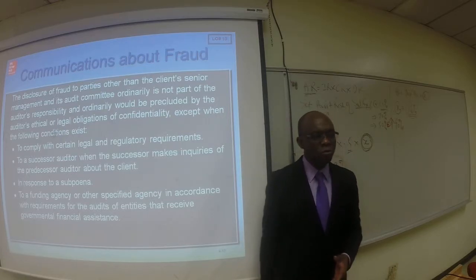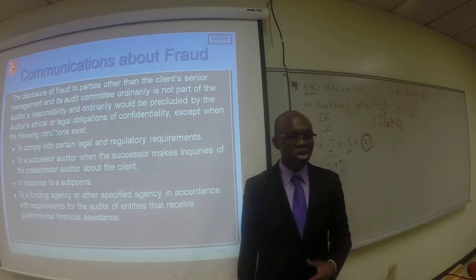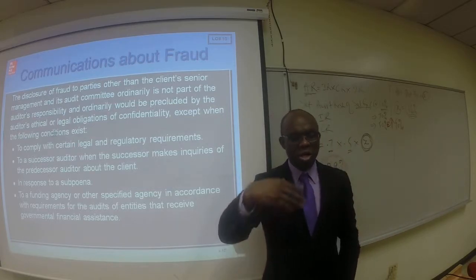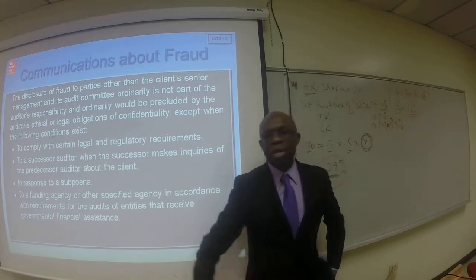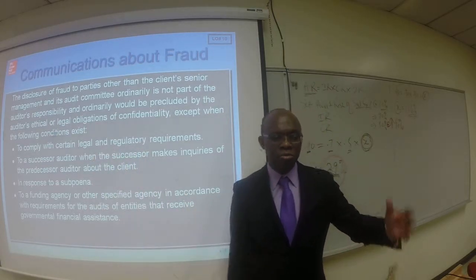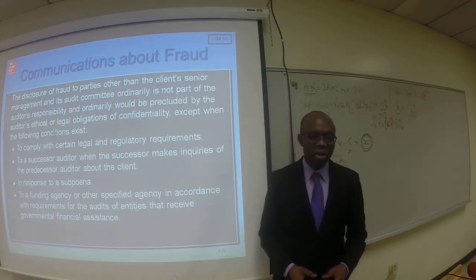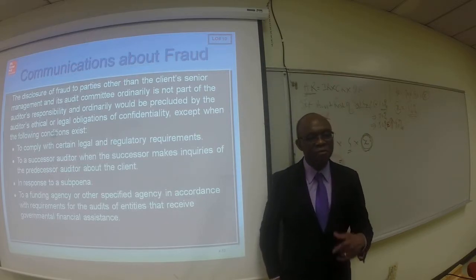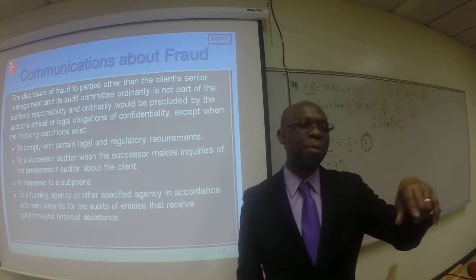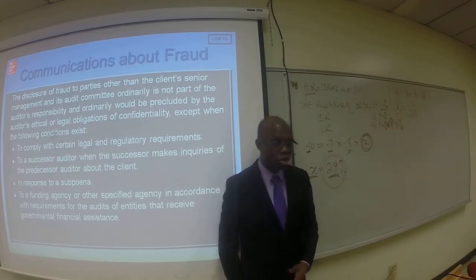Now, the disclosure of fraud to parties other than the client senior management and its audit committee is not part of the auditor's responsibility. In other words, as an auditor, when we uncover fraud, we cannot go to the police and report. We can't do that because of our confidentiality obligations, okay? However, there are some situations whereby the auditor does not have a choice but to report the fraud to a third party.